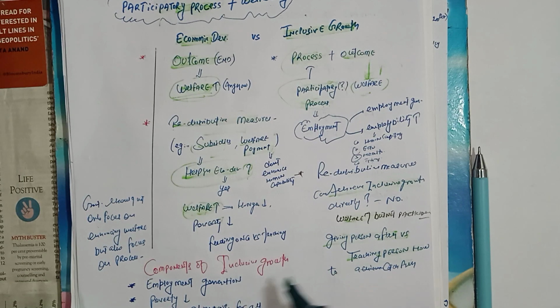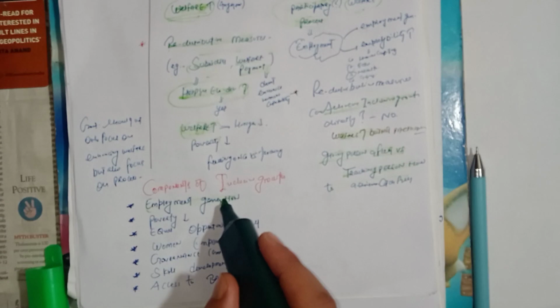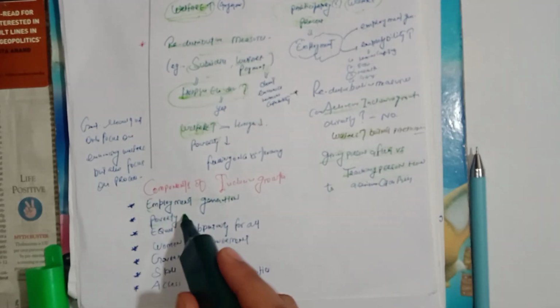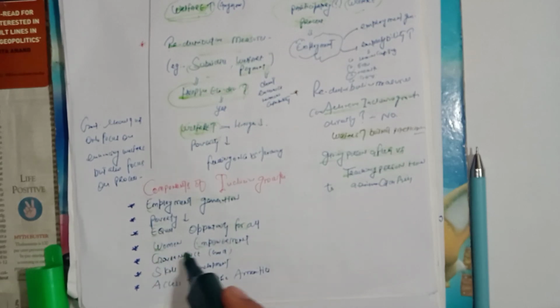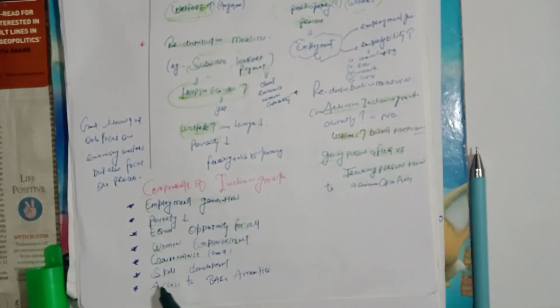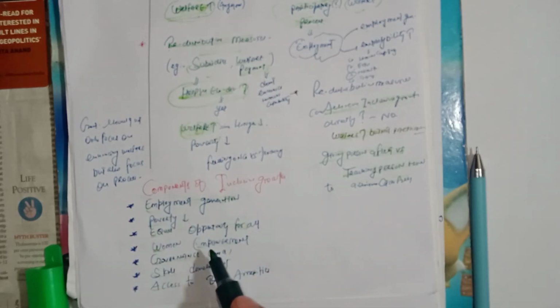Now here are some components of inclusive growth. What are the different components of inclusive growth? Employment generation is a component, and then poverty reduction, equal opportunity for all, women empowerment, good governance, skill development, and access to basic amenities. These are a few of the basic components of inclusive growth.